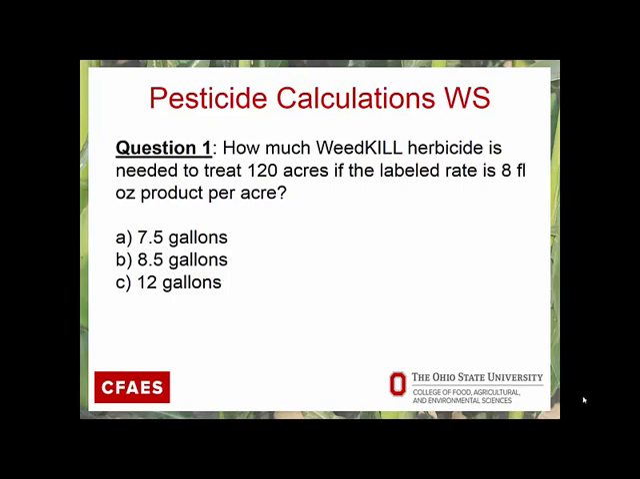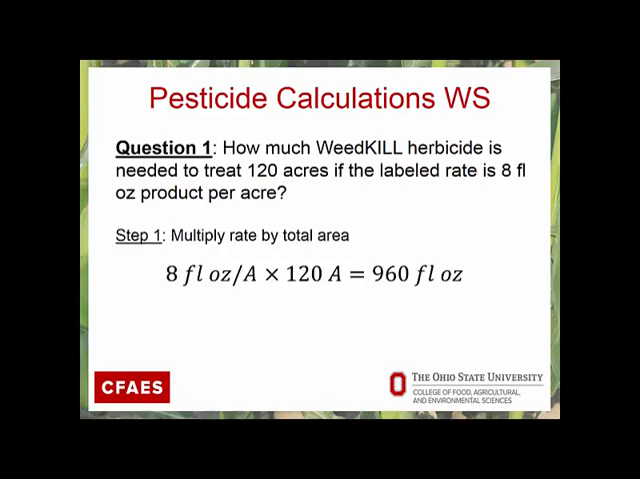Question number 1 is, how much weed kill herbicide is needed to treat 120 acres if the labeled rate of your pesticide is 8 fluid ounces per acre? This problem is fairly simple. You want to multiply the pesticide product rate in fluid ounces per acre by the total area in acres. So 8 fluid ounces per acre times 120 acres is 960 fluid ounces.